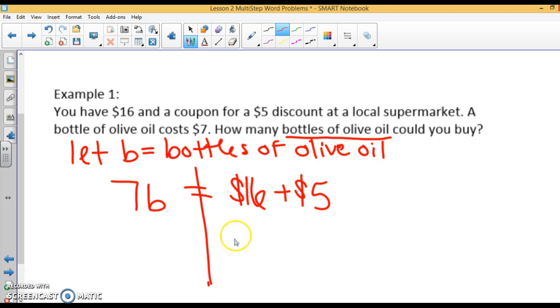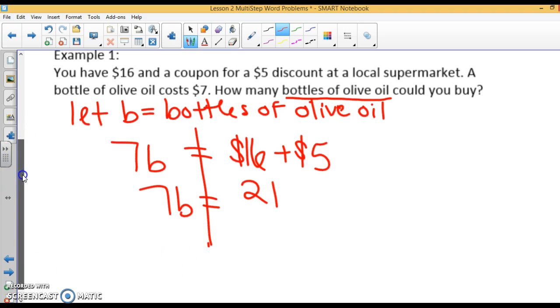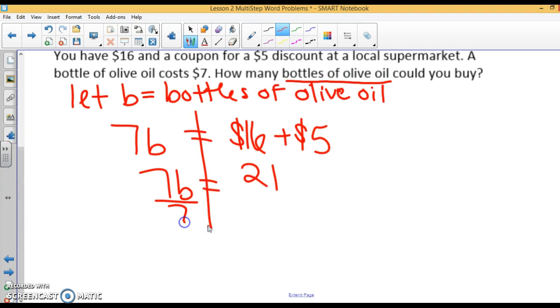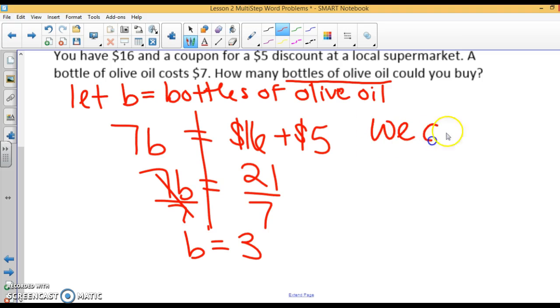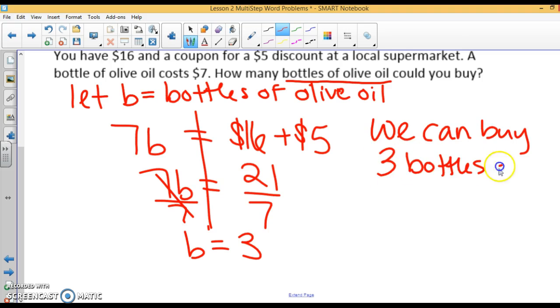Okay. And then we can solve for B. So if I combine these, I'm going to have 21 on this side. I'm going to bring my 7B down. And then all I have to do is solve for B by dividing by 7 on both sides. And I'll have B equals 3. And we said that B stands for bottles of olive oil. So we know we can buy 3 bottles of olive oil.